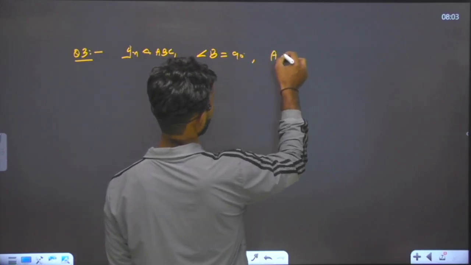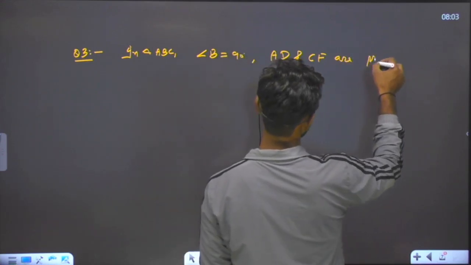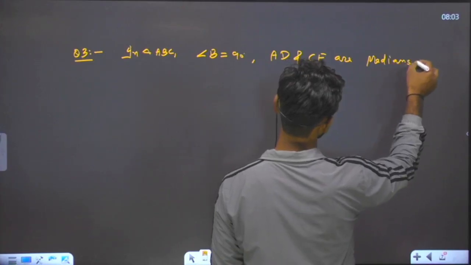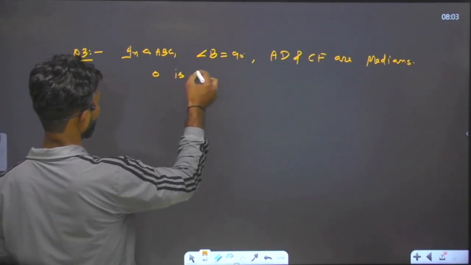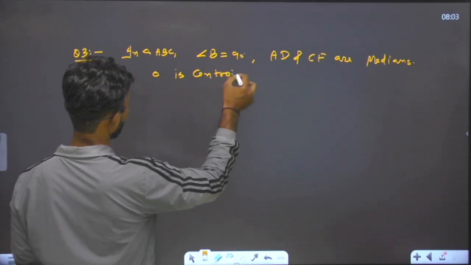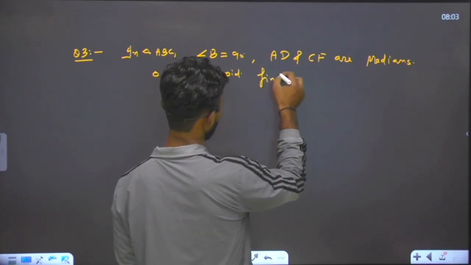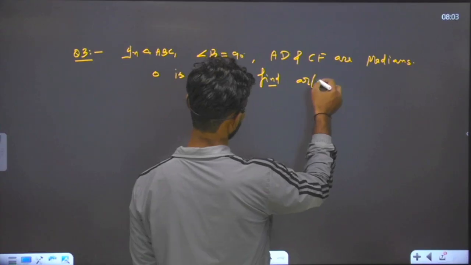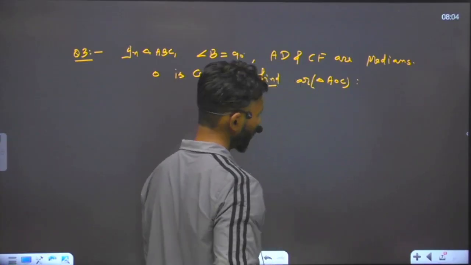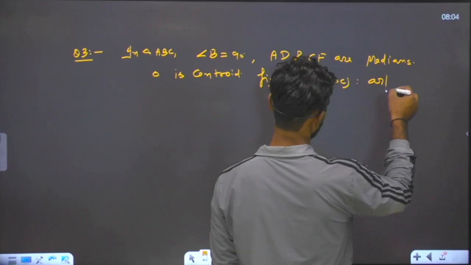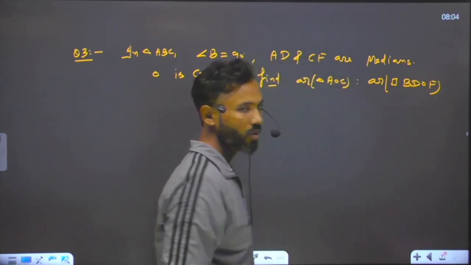AD and CF are 2 medians, and O is the centroid. If O is the centroid, then find the ratio of the area of triangle AOC to the area of quadrilateral BDO. We have to calculate this.